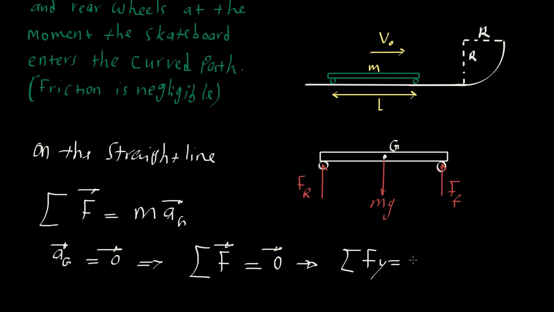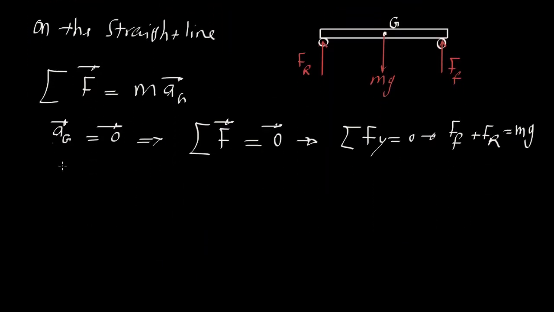So this is equal to 0, and here we get f of f plus f of r is equal to mg. So that's one equation. The second equation that we can write down here is just the Euler equation. So I can say that sigma M_G is equal to I_G alpha.